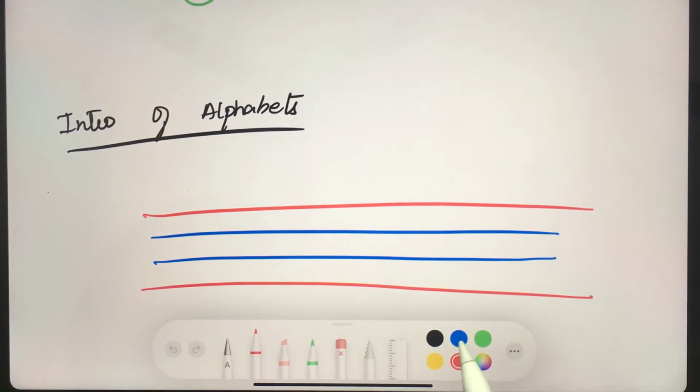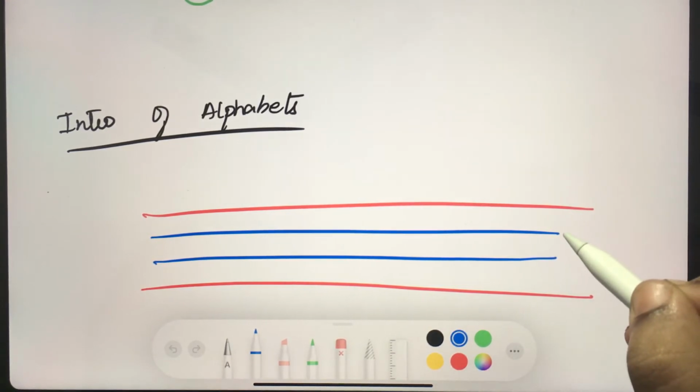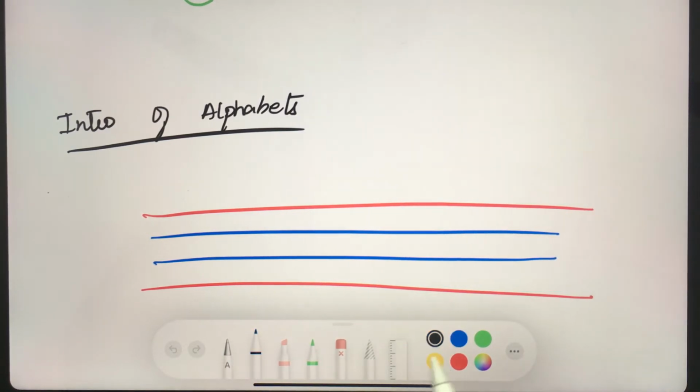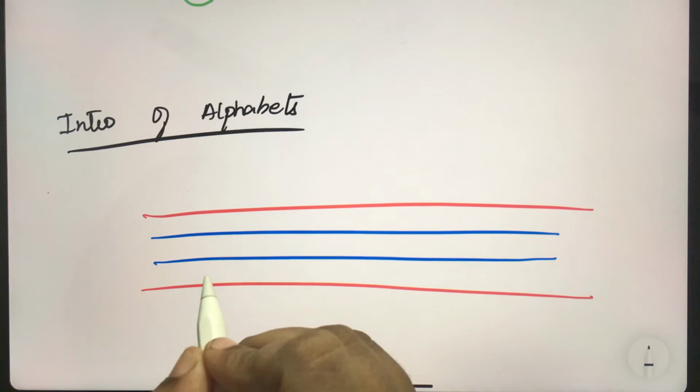So this is called the capital line, this is called the baseline, this is called the waistline, and this is called the tail line, as I already told in the previous video. Now we are going to introduce D for them.